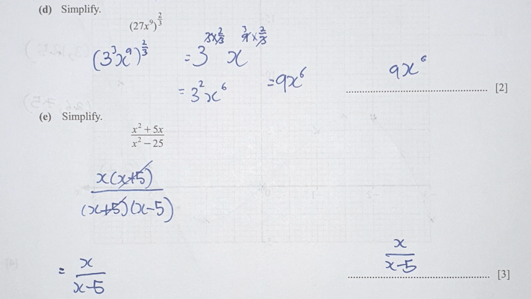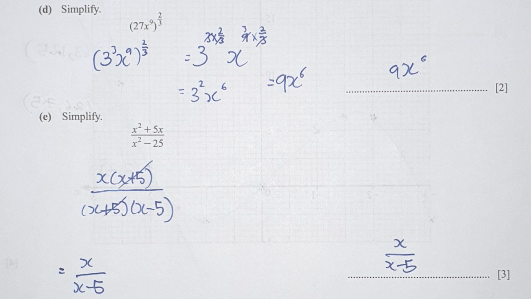Question D, this one is actually an indices question. As per usual, I will change my integer, which is 27, into 3 to the power of 3. Before I multiply the power of 2 over 3 into it. After substituting the power of 2 over 3 into it, you should get 3 squared times 8 to the power of 6. 3 squared is actually 9, so your final answer is 9x to the power of 6.